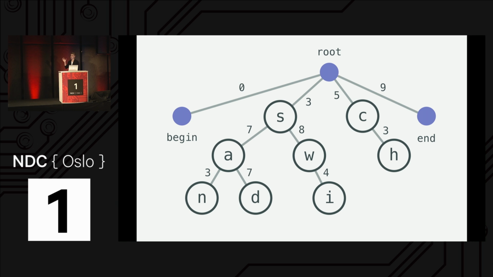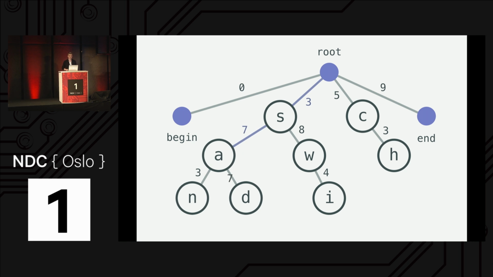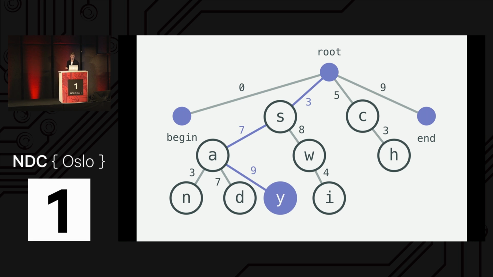So to apply this to the tree, all we do is we go down the tree looking for 3, 7, and then we see 9. There's not a branch for that. Let's just add it. And that's all we do. And again, if we were to read this out as a string using depth-first traversal starting on the left, this now reads out as Sandy Witch.